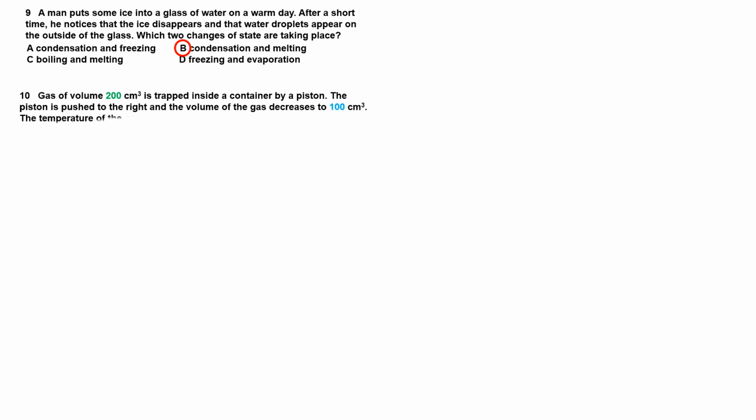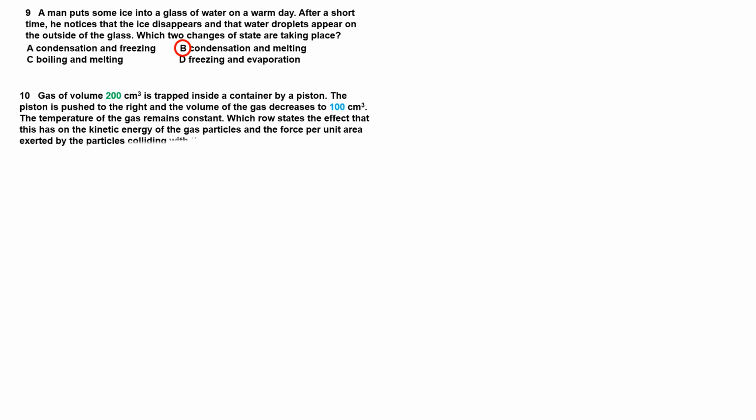Question 10. Gas of volume 200 cubic centimeters is trapped inside a container by a piston. The piston is pushed to the right and the volume of the gas decreases to 100 cubic centimeters. The temperature of the gas remains constant. Which row states the effect that this has on the kinetic energy of the gas particles and the force per unit area exerted by the particles colliding with the inside walls of the container?